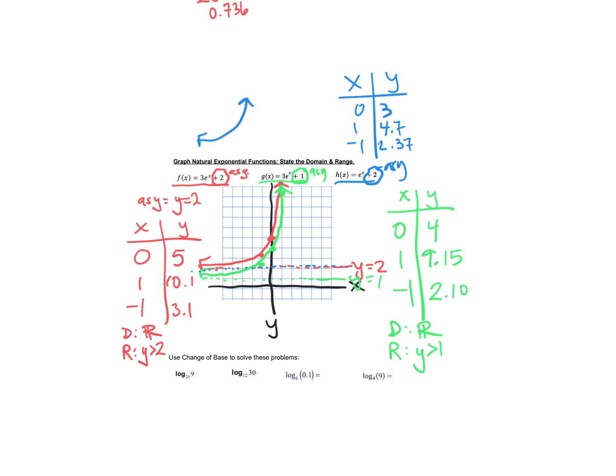Let me graph those. 0, 3, right there. 1, 4.7 is about here-ish. And then -1, 2.37 is right about here. Okay. And we go to our asymptote. There you go. There is our h of x function. Domain of our h of x function, again, it's an exponential function, so we got all real numbers. And our range is associated with our asymptote, which is y is greater than 2.